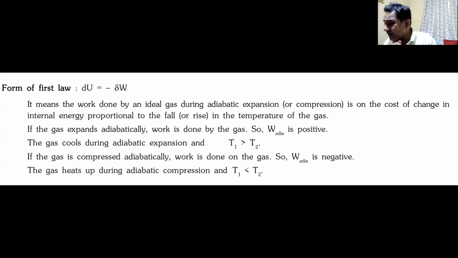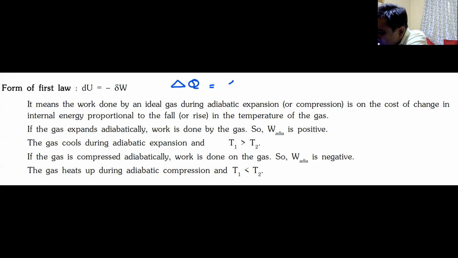Now, many a times what I have seen is we get confused in the formula for work done by an adiabatic process. We get confused in writing the formula for work done by an adiabatic process. So there is a simpler way to remember it. Please pay attention to that simple way. That simple way of remembering the formula comes from the first law of thermodynamics.